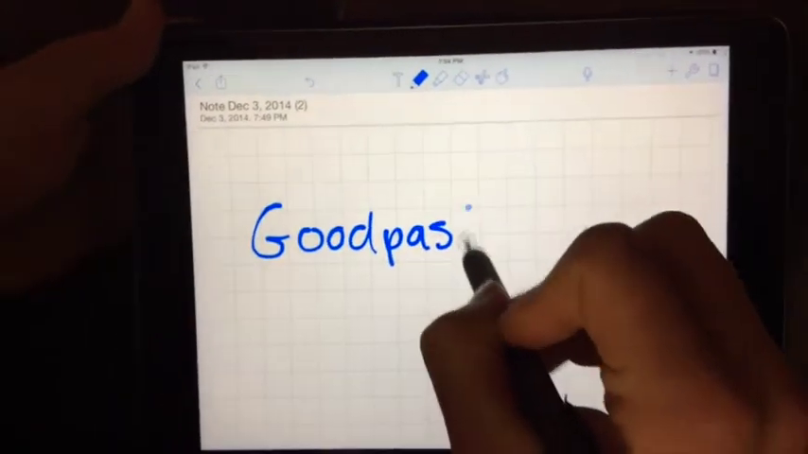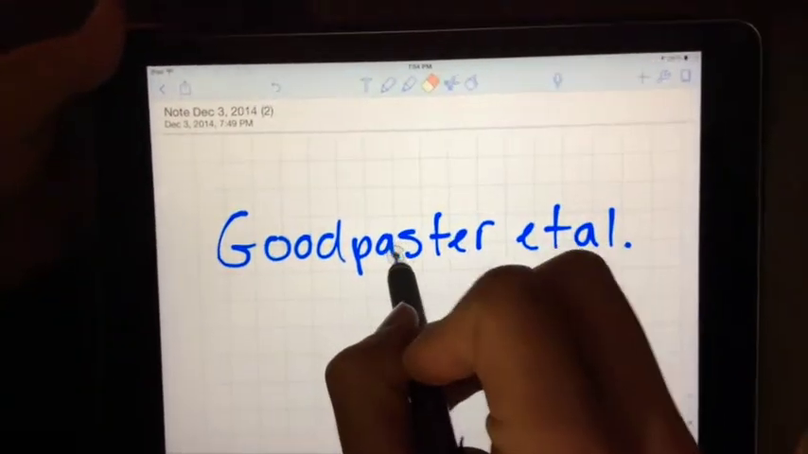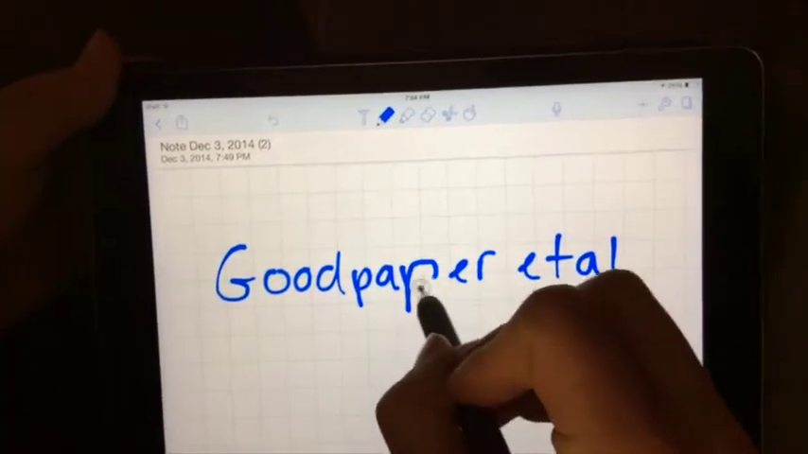Isn't it just a little bit suspicious that Goodpaster is only 2 letters away from good paper?